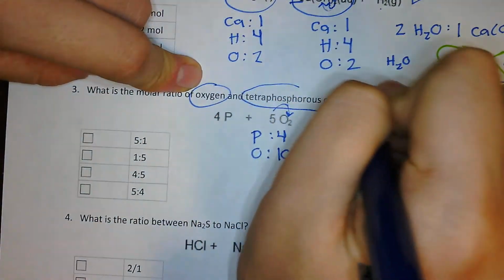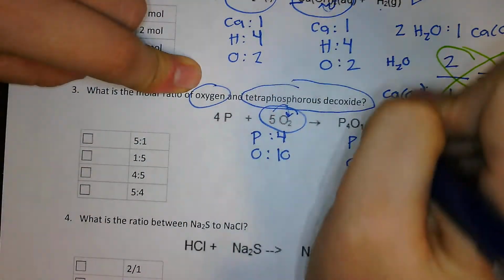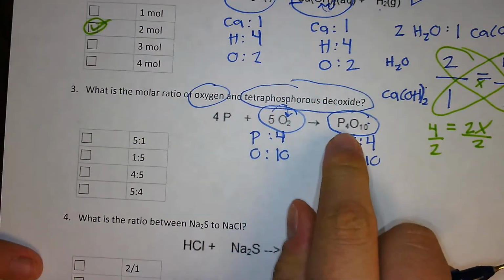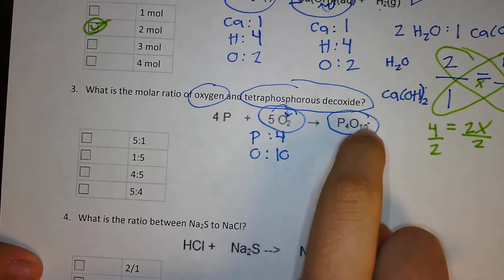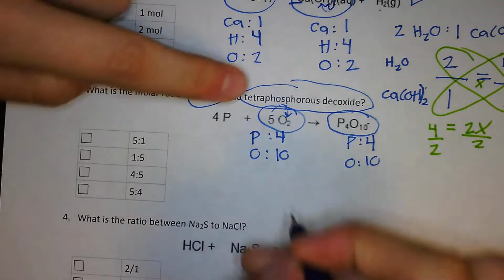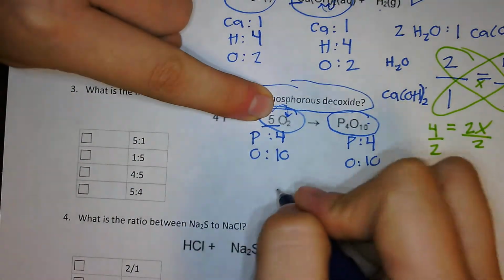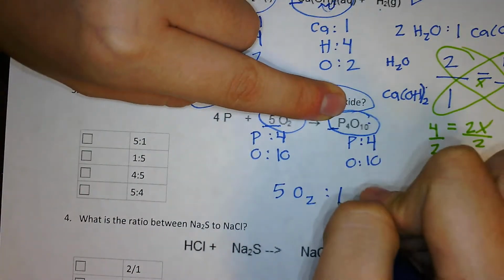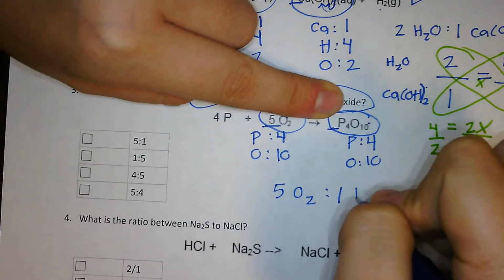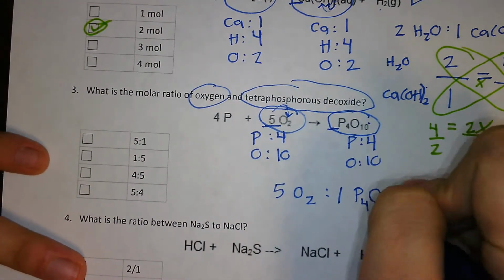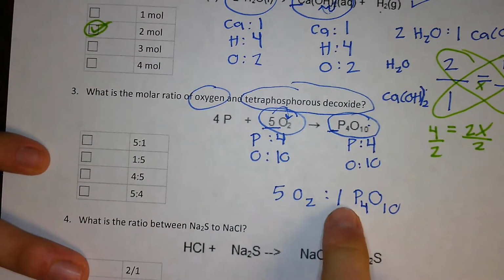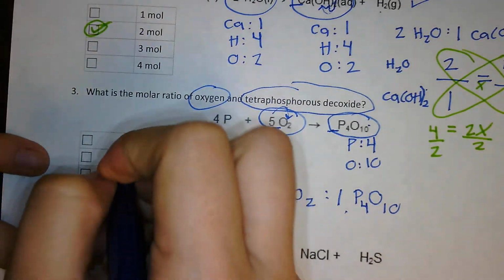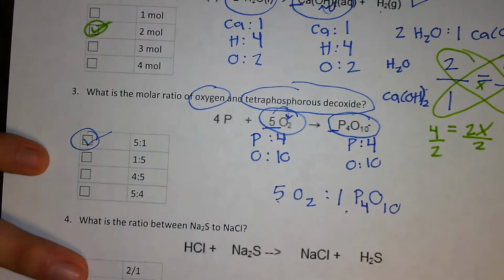So they want me to compare oxygen and tetraphosphorus decaoxide. Tetra from 4, deca from 10. So these 2 things. I can see that there's a coefficient of 5 in front of oxygen. So for every 5 oxygens, I'm going to have 1 tetraphosphorus decaoxide, since there's no coefficient there, so I'm assuming that's 1. So there is a 5-to-1 ratio between oxygen and tetraphosphorus decaoxide. 5-to-1. So, there it is. Look, it's my first one, 5-to-1.